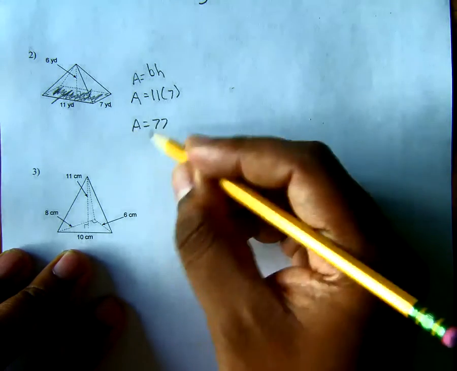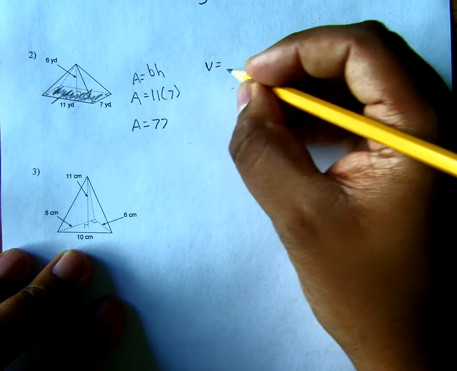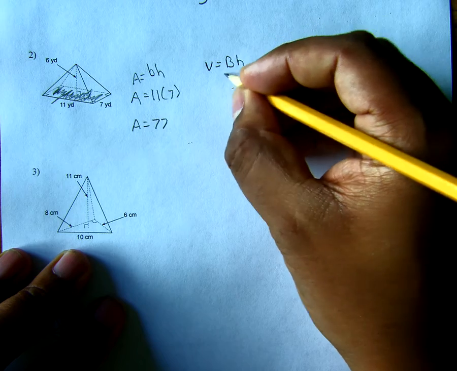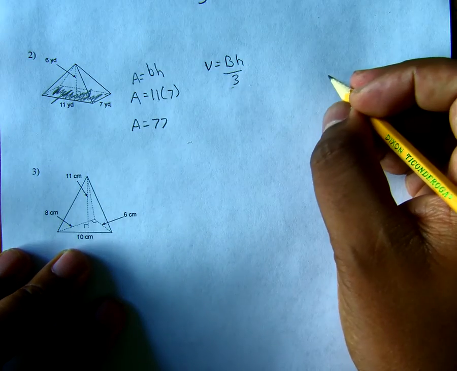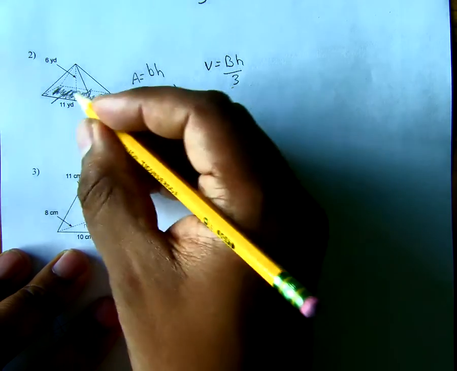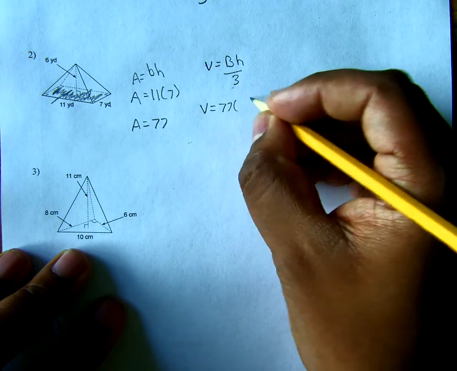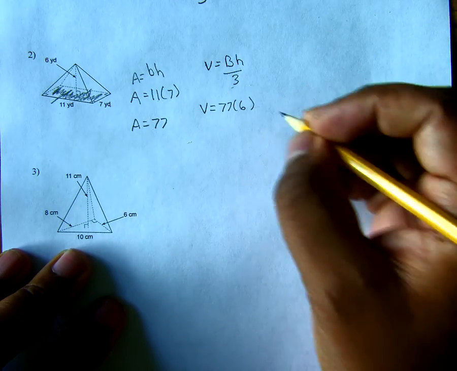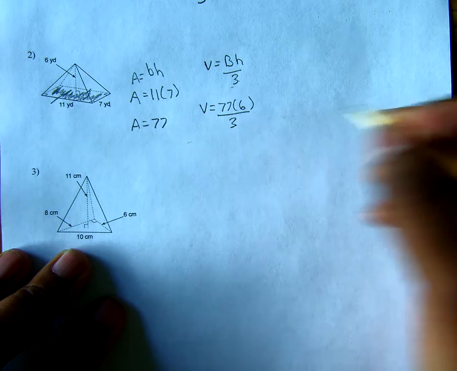Now I have this value, which is going to fill into my volume formula, and the volume formula is V is equal to big base times height, divided by 3 because it's a pyramid. So I plug in these values. Here, area, this part on the bottom, 77. We're going to multiply that times the height going straight up, which is 6. And don't forget to divide it by 3 from our formula.